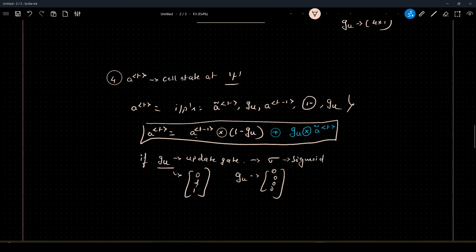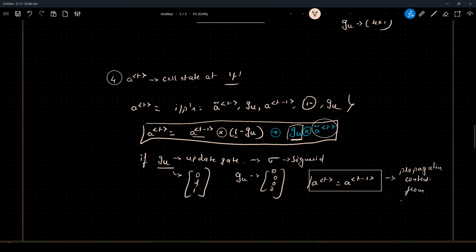We are multiplying A T minus 1 with 1, because 1 minus 0 is 1, and since GU is 0, the candidate values will be turned off, right? So the current state AT will be equal to A T minus 1. So in this way, we are propagating the context from time step t minus 1 to t.